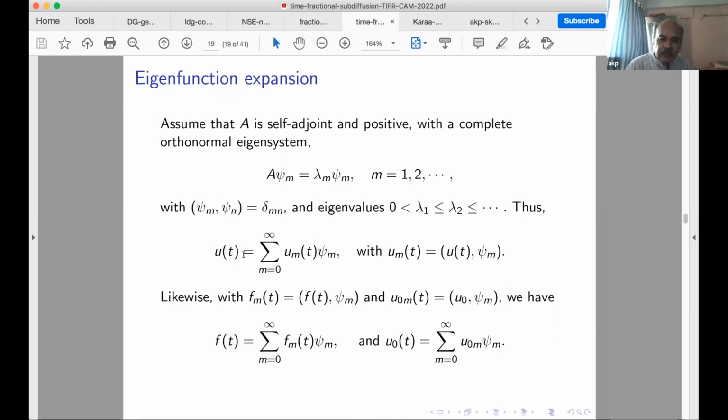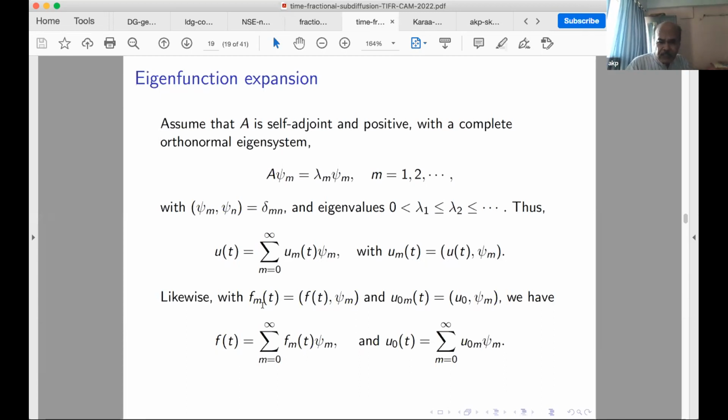So let us look at the Fourier representation of u(t) in terms of this eigenfunction expansion. This is the summation of u_m(t) psi_m, where psi_m is already known. So what is u_m(t)? This is called the Fourier coefficient. This is the L2 inner product of u(t) and psi_m, or instead of the L2 inner product, you can say the inner product defined on H.